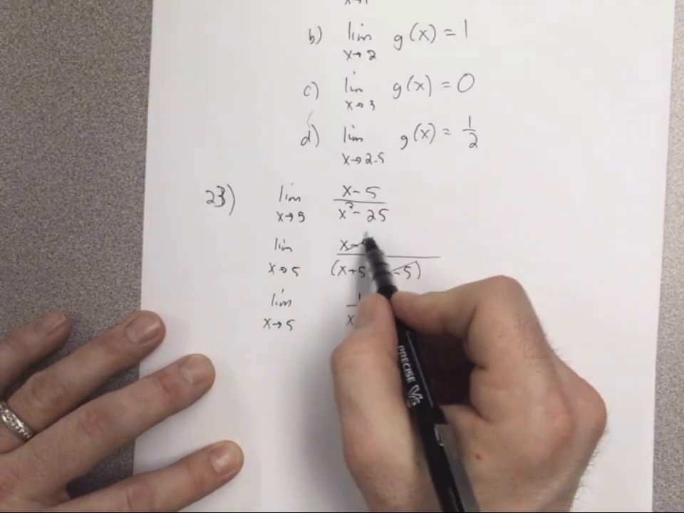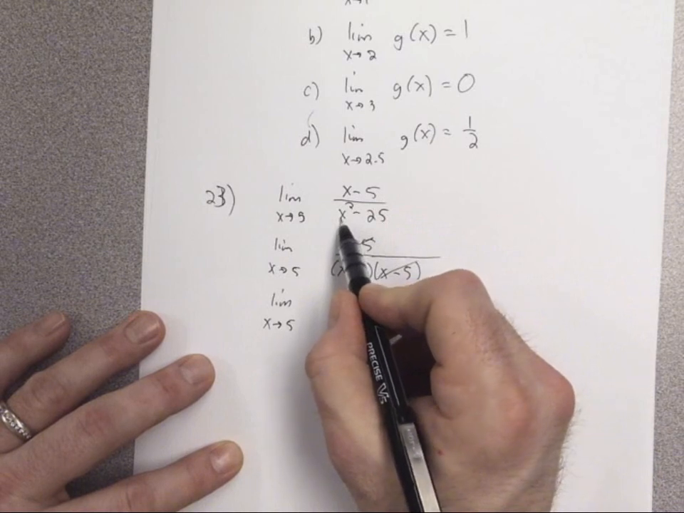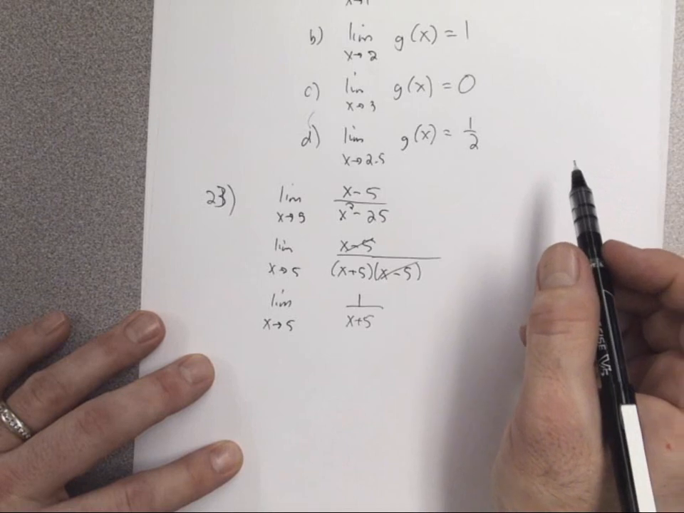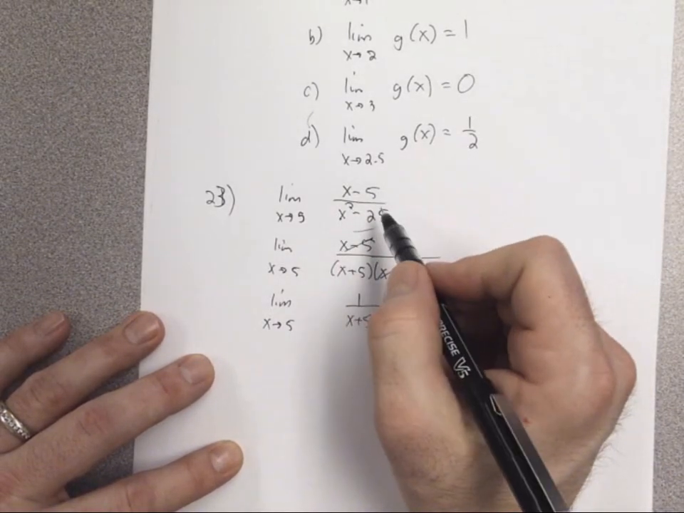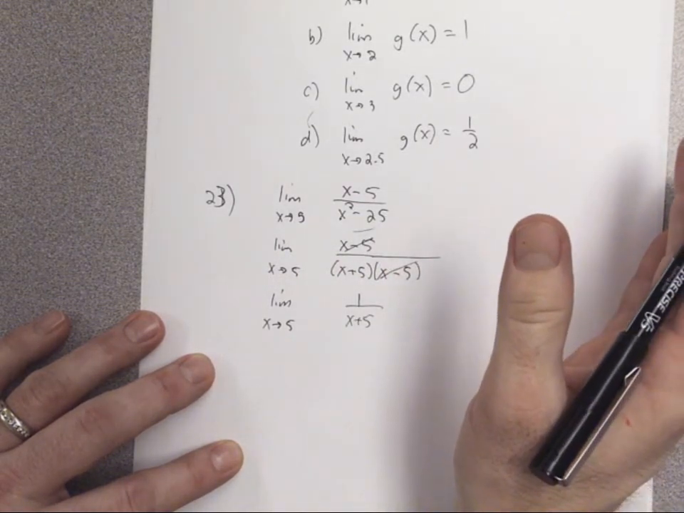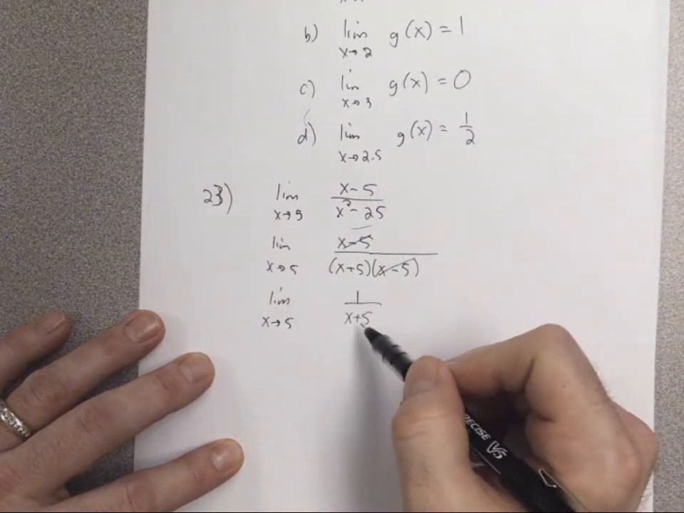Now notice I couldn't plug 5 into the original function, right? Because if you plug in 5, 5 squared is 25 minus 25, I'd get something over 0, so it's undefined there. Remember, what that means is this function has a hole at that spot. Does that make sense? Remember we saw holes before? The limit doesn't care that it has a hole. We only care about close, right? So when I go from here to here, this function no longer has a hole, but they have the same limit.